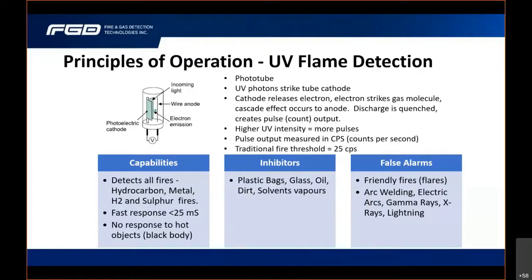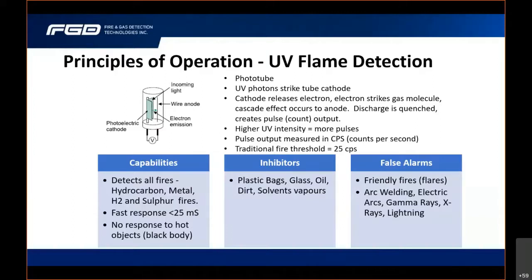A UV detector is basically a Geiger-Müller tube. It will sit monitoring an area and it will receive photons, light energy. The more photons per second that are hitting the sensor itself, the greater the likelihood of a fire being present and therefore raising an alarm. Because of this, it's a straightforward count of light energy. We can set a straightforward threshold, which means the detection technology itself is very, very straightforward and very fast.